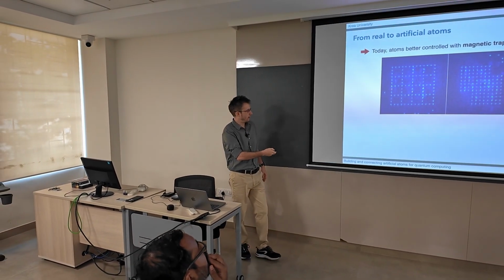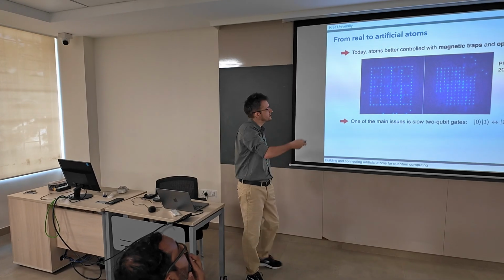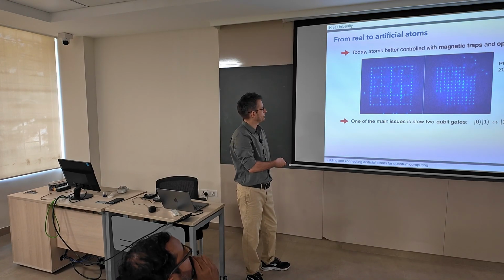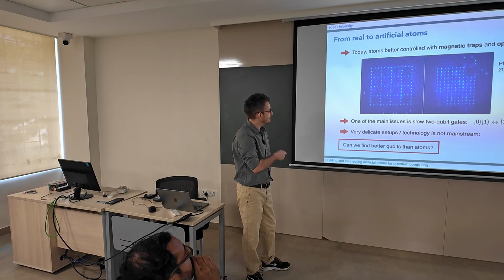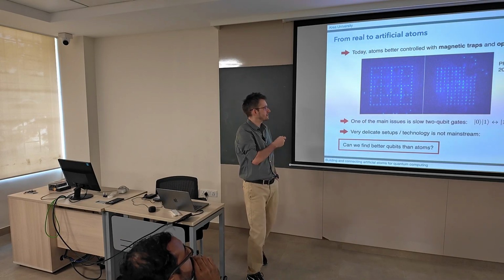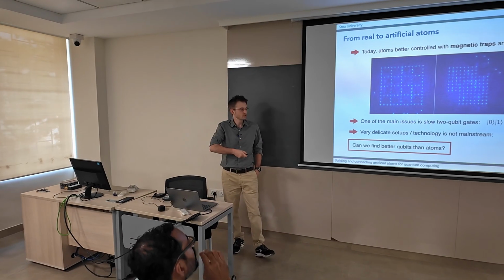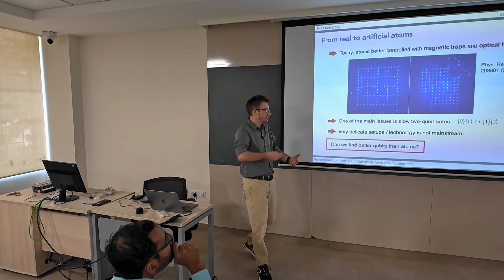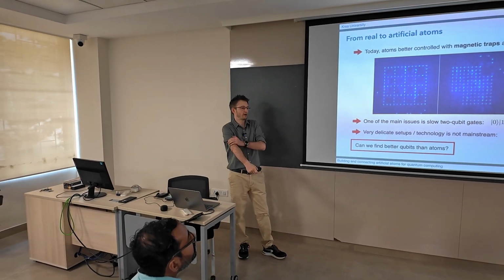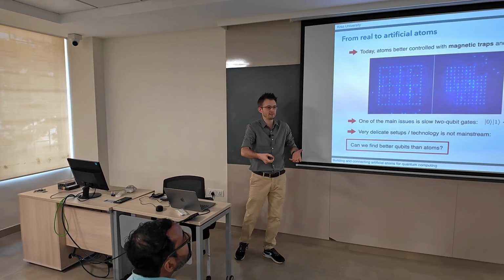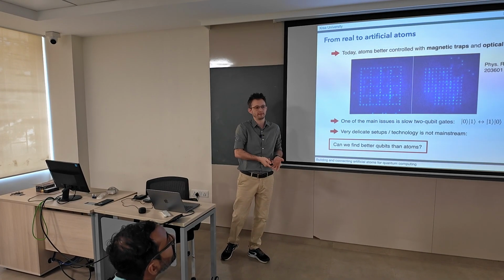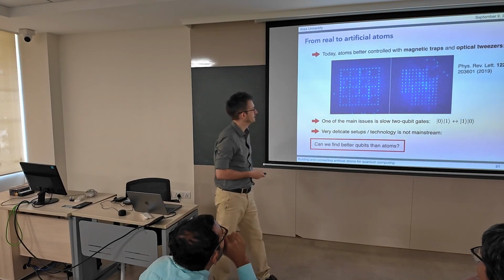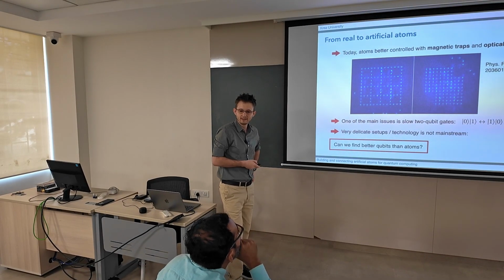One of the main issues, for those who know, is that these 2-qubit gates are a bit slow. But the main point here is that these are very delicate setups, and the technology is not mainstream. So the question is, can we make better atoms? Can we make atoms that use the technology we have today, foundries, chip making, and everything? Can we make something on chip that would be a qubit? That's my question. What does slow mean physically?